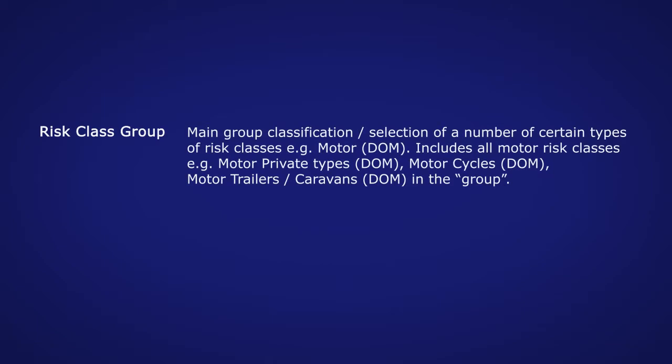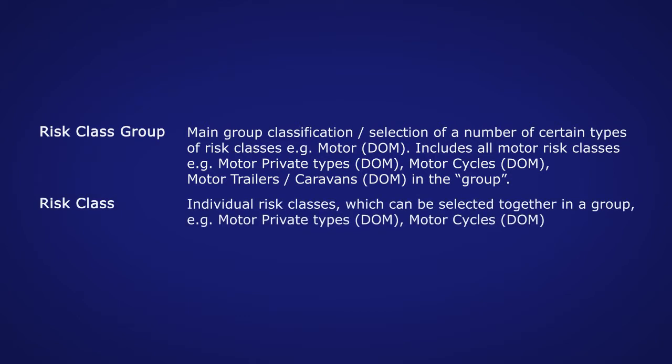Main group classification. Selection of a number of certain types of risk classes. For example, motor, DOM, includes all risk classes, motor private types, motorcycles, motor trailers or caravans in the group. Risk class. Individual risk classes which can be selected together in a group, for example, motor private types and motorcycles.